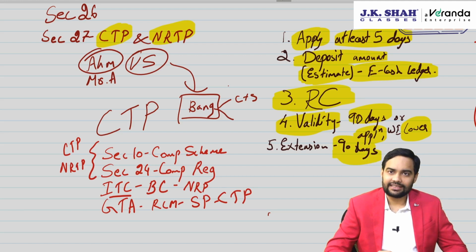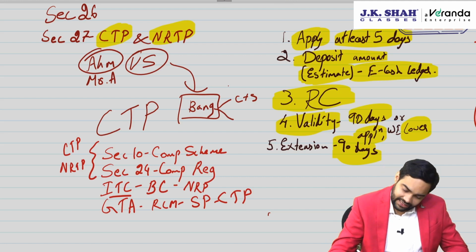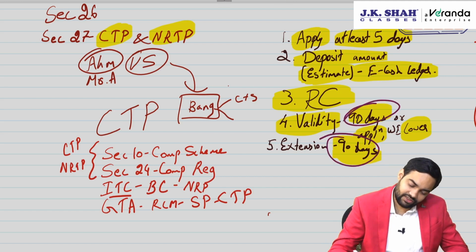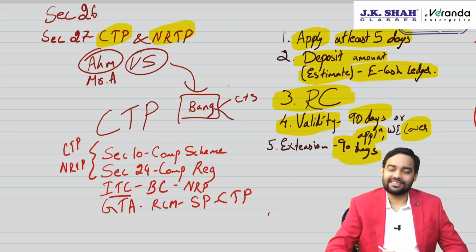If you are seeking additional extension, you'll also have to deposit more money. Now, NRTP may not have a PAN, so he can take registration based on passport number or registration number in his other country. Sir, after 90 plus 90, total 180 days, can I seek further extension? CBIC has clarified that no extension will be given beyond 180 days, even in case of long-running exhibitions.